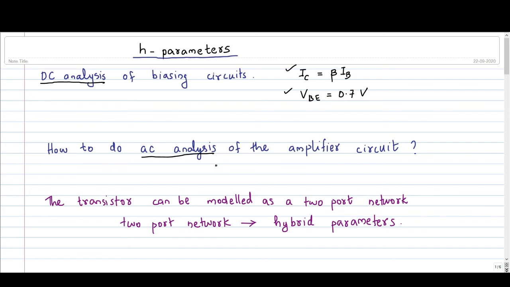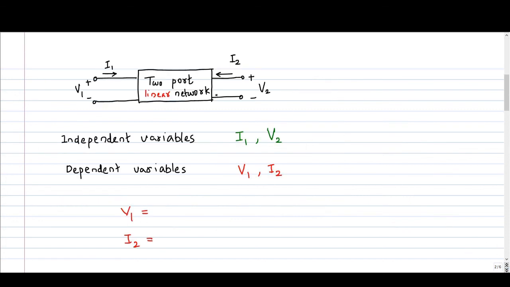So before going into H parameter model of BJT, first we have to study what is basically H parameter model, or what are the different H parameters. So we will see that. I have shown a two-port linear network here. Keep in mind that it is a linear network, so it obeys the principle of superposition.